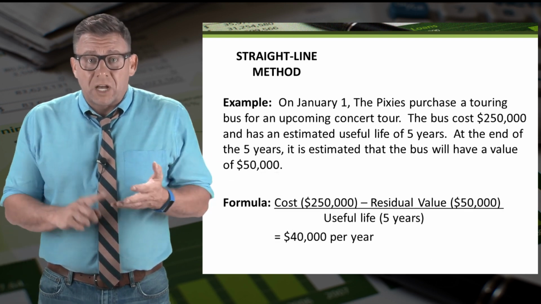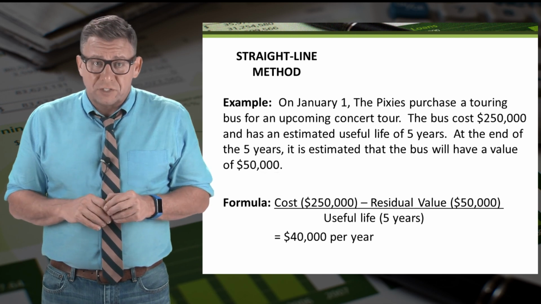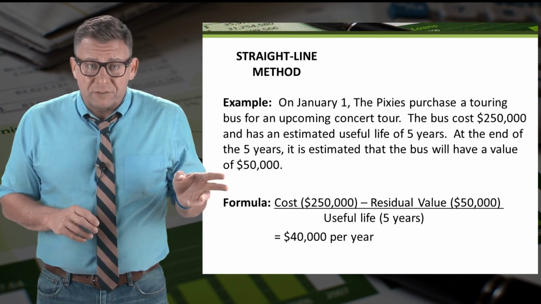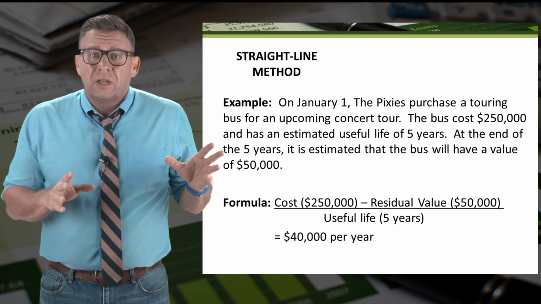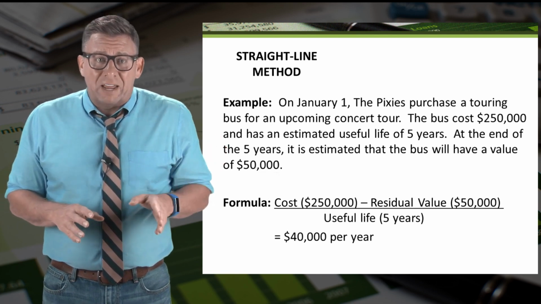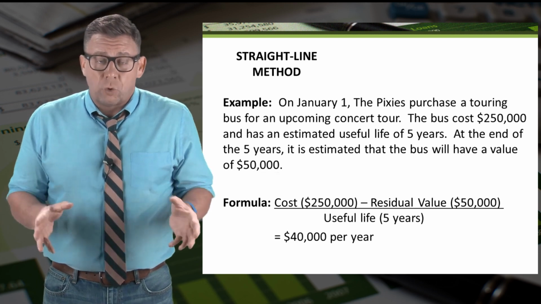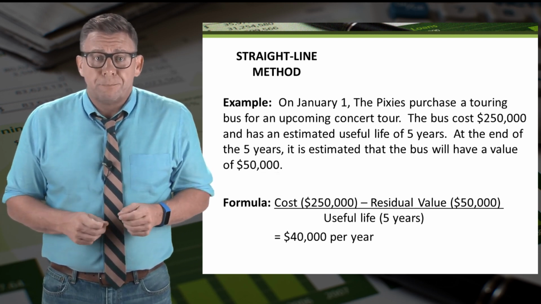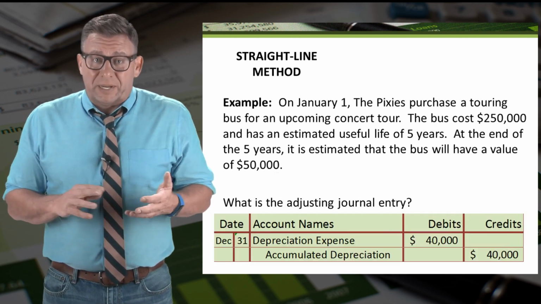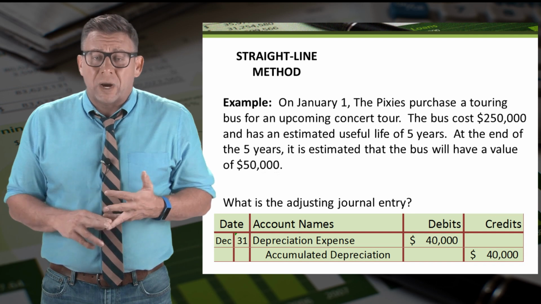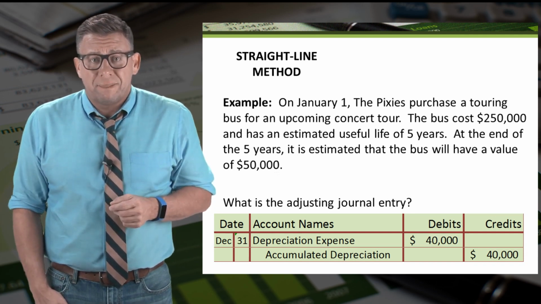The formula is cost minus residual value divided by useful life in terms of years. So $250,000 minus $50,000 gives us $200,000. Then divide that by 5 years and we get annual depreciation expense of $40,000 per year. We can record the adjusting journal entry by debiting depreciation expense and crediting accumulated depreciation for $40,000.